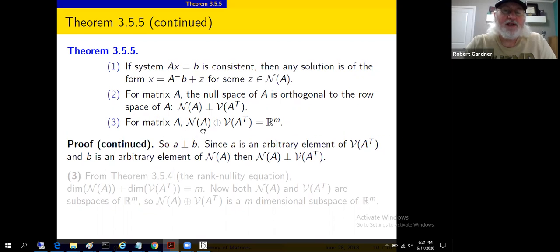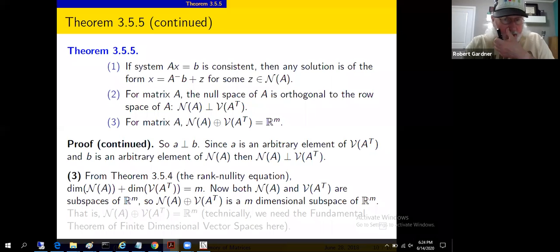The next claim is that for any matrix A, the direct sum of the null space and the row space equals R^m. Okay, well, this is kind of a subtle little argument. We know from the rank nullity equation that the dimension of the null space plus the dimension of the row space equals the number of columns in A. That we just said, written slightly differently, but this is what the rank nullity equation means. Okay. Now, the null space of A and the null space of A transpose, both of these are subsets of R^m.